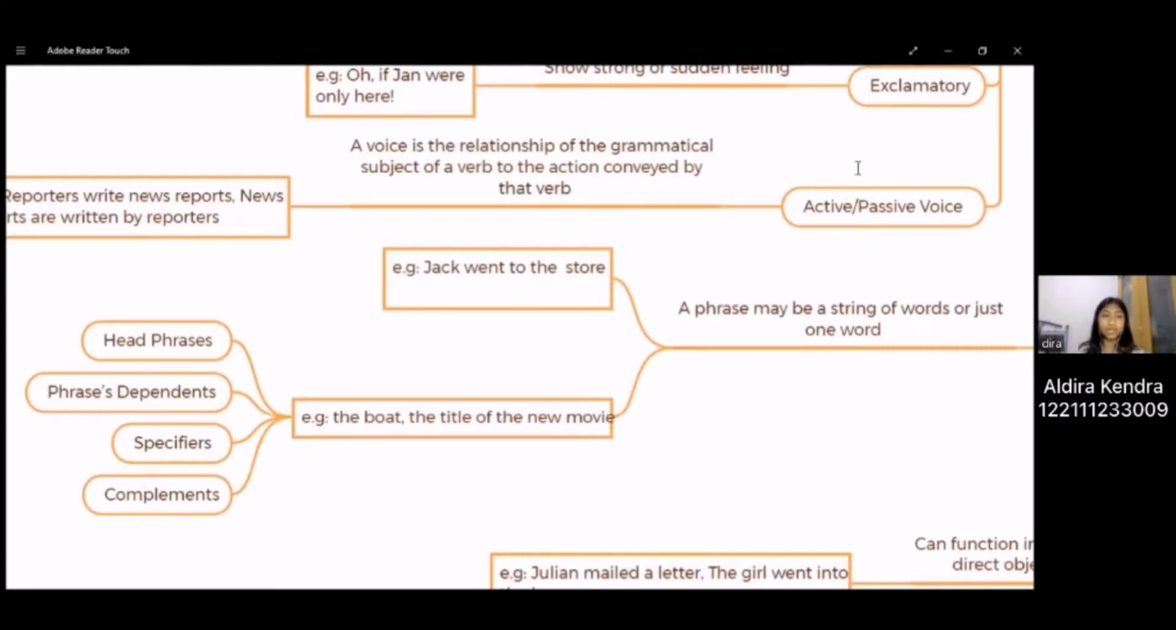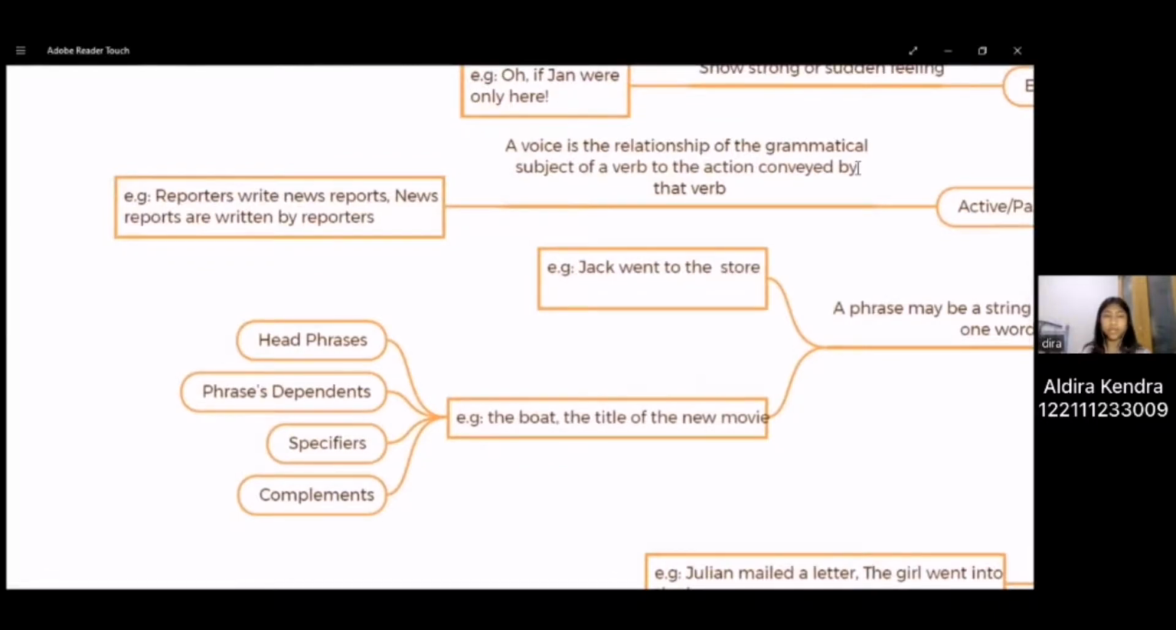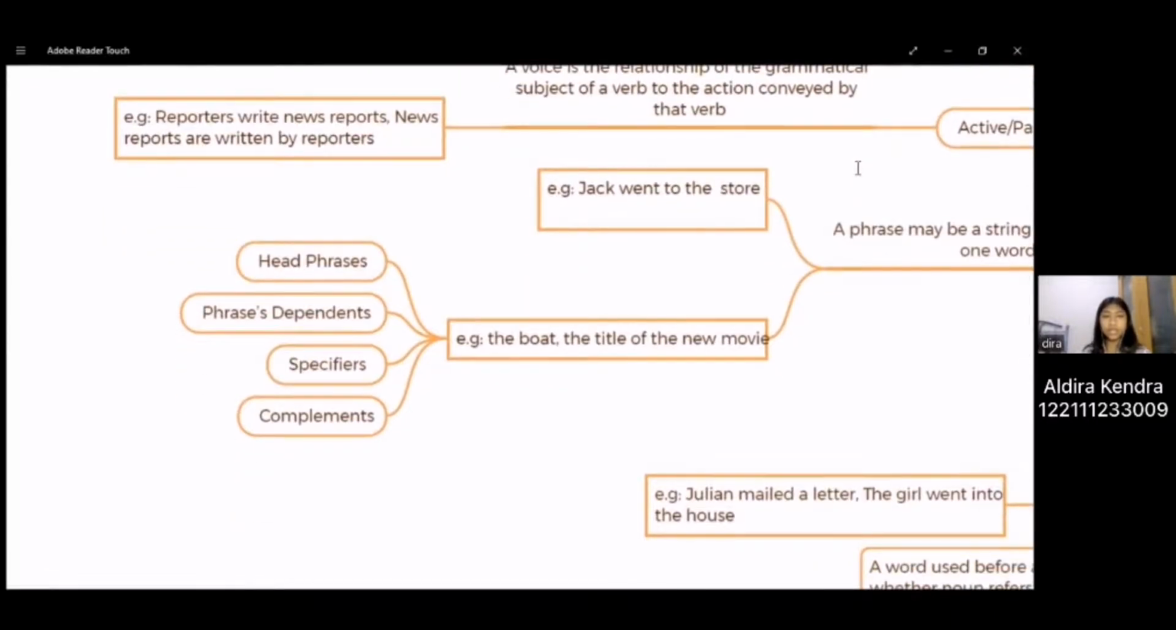The head of a phrase is the word that determines the syntactic or phrasal category of that phrase, whether the phrase functions as a noun phrase, verb phrase, prepositional phrase, and so on. All parts of a phrase that are not the head are called the phrase's dependents. In some approaches to syntax, these dependents are further broken down into specifiers and complements.